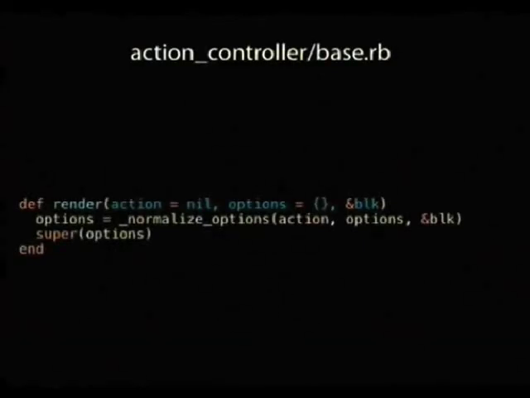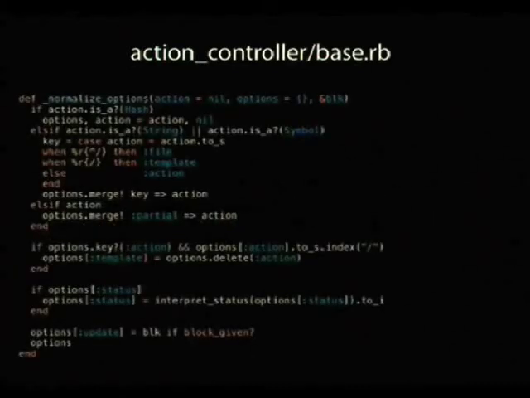So the render method in Rails 3 looks like this. It's normalizing the options and calling super. So this is on base.rb. Normalize options does a bunch of stuff, but it's pretty easy. It's all in one place. It's doing stuff like if you just specify a string, it checks to see if there's a slash in it. If there's a slash at the beginning, it's a file. If there's a slash in the middle, it's a template. Otherwise, it's an action, right? So things that work in Rails 2.3 are now placed in their own normalization method.